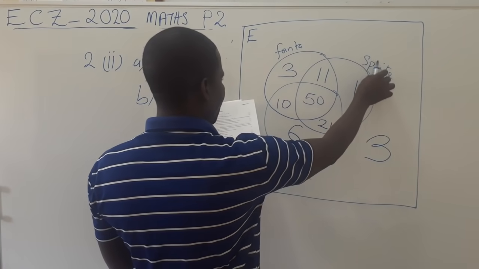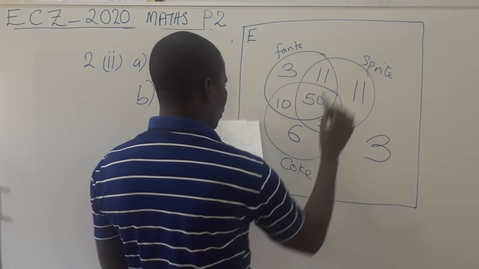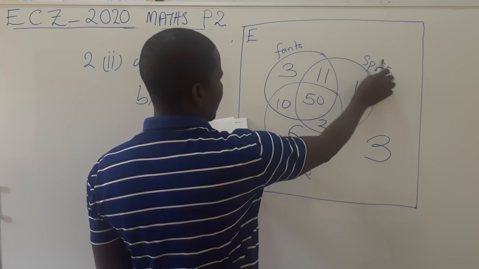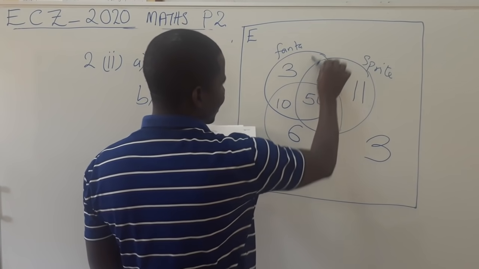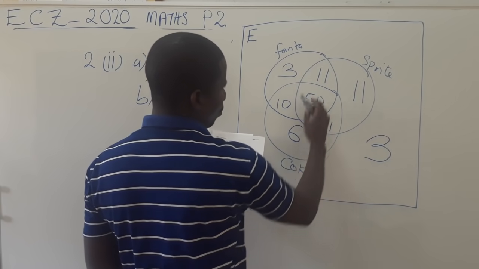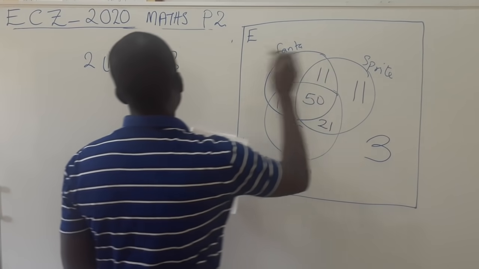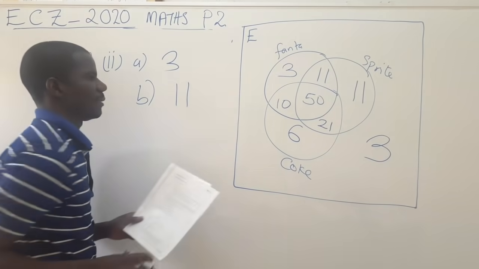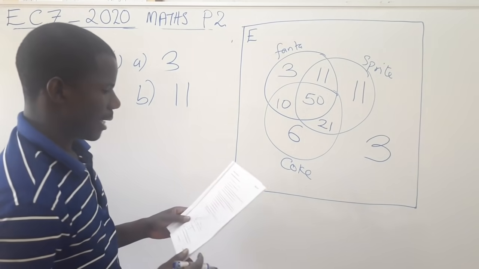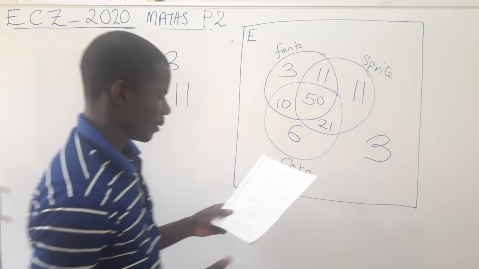Fanta and Sprite, but not Coke. Fanta and Sprite is this part, but not Coke. It means the answer is 11.